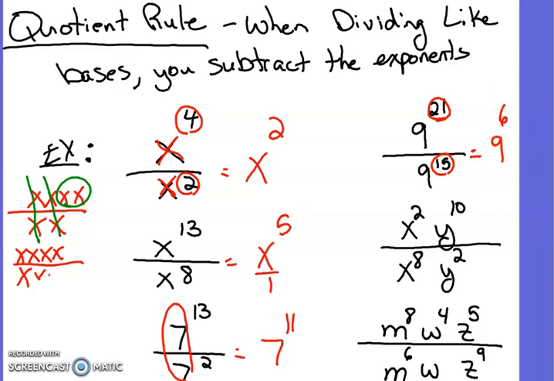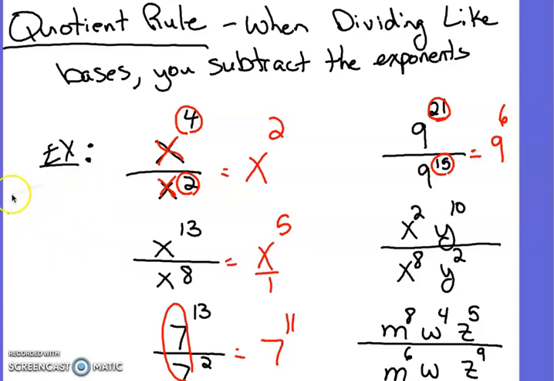Now, let me emphasize this too. If it was on the bottom, like if I had that same problem, if I had 9 to the 15th up top and 9 to the 21st on the bottom, well, notice I still subtract the exponents, but notice the majority of the exponents are on the bottom, so I would actually have 1 over 9 to the 6th. All right, the majority of them are on the bottom on that problem, so you have to look where they're located. All right, so let's look at this next one.